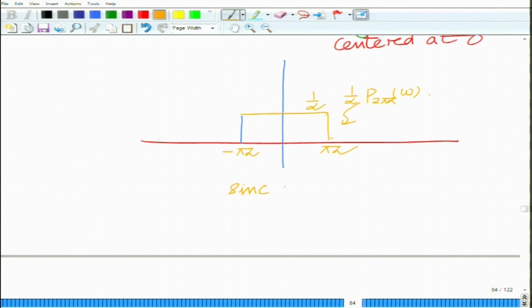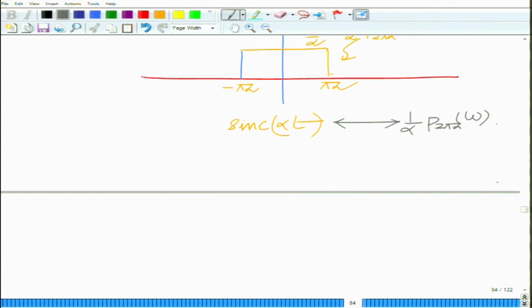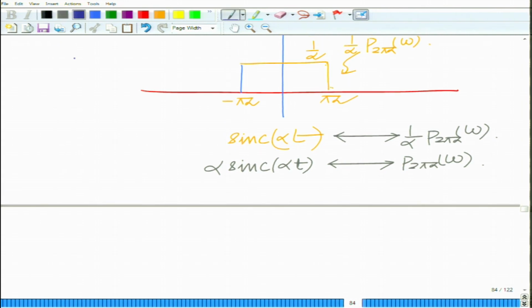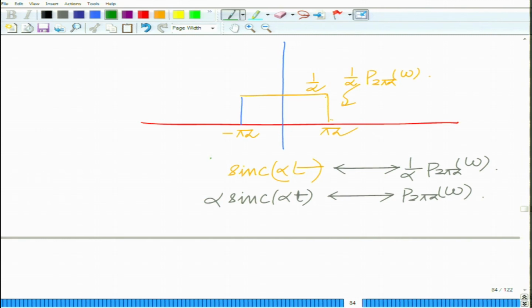So, sinc alpha t, which is what we set out to find the Fourier transform of, has the Fourier transform 1 over alpha p of 2 pi alpha omega, and therefore, this also implies that if you bring alpha to the left hand side, alpha sinc alpha t has the Fourier transform p of 2 pi alpha times omega. Okay. So, that is basically what we have over here.